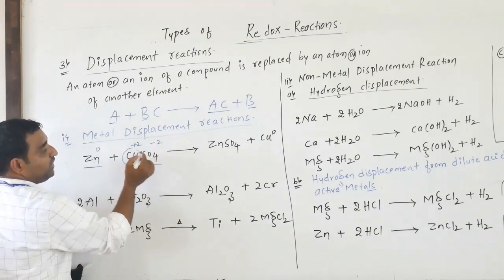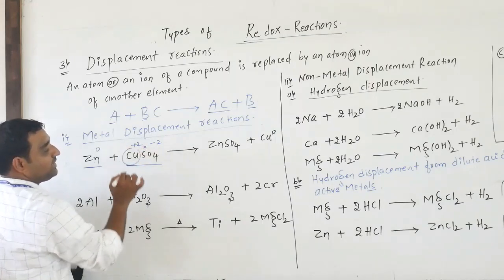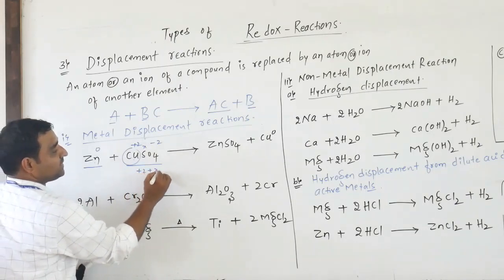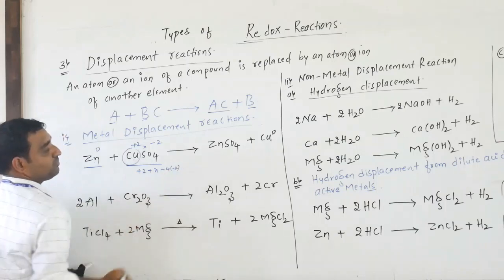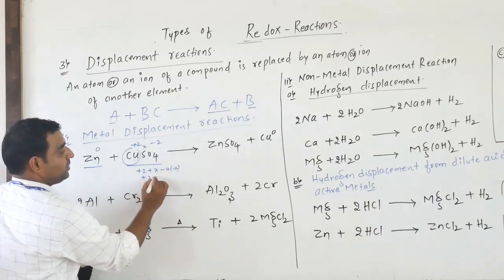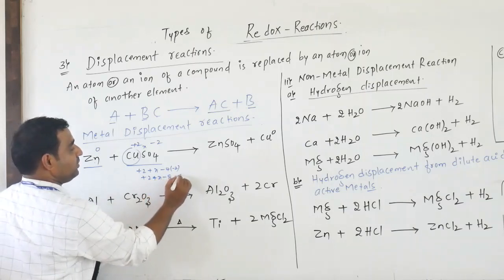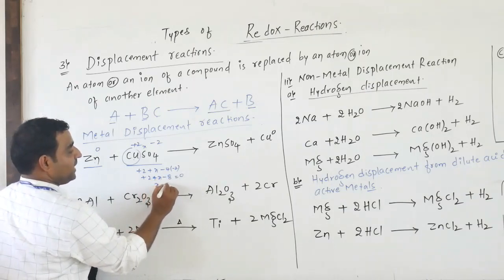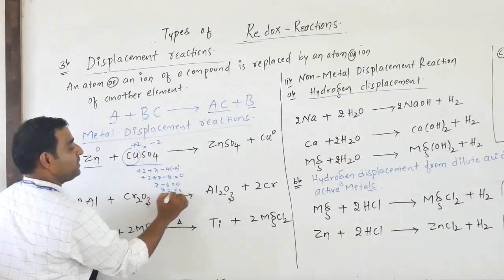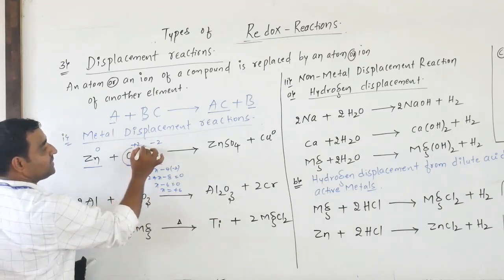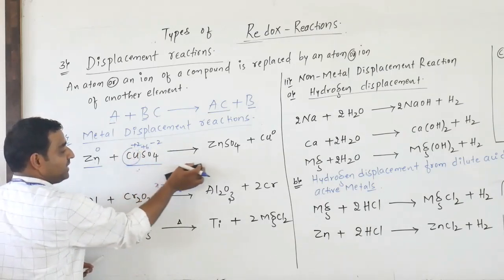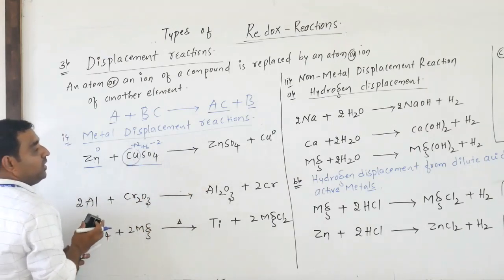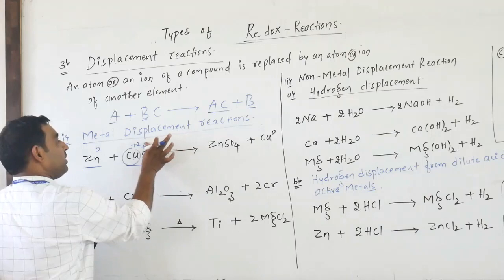If you have a doubt about how to calculate this, we take x for sulfur. So +2 plus x minus 4 into 2 is 0, so +2 plus x minus 8 is equal to 0, x minus 6 is equal to 0, x is equal to +6. One oxygen has a -2 charge and 4 oxygens give -8 charge. We need only the metals here.